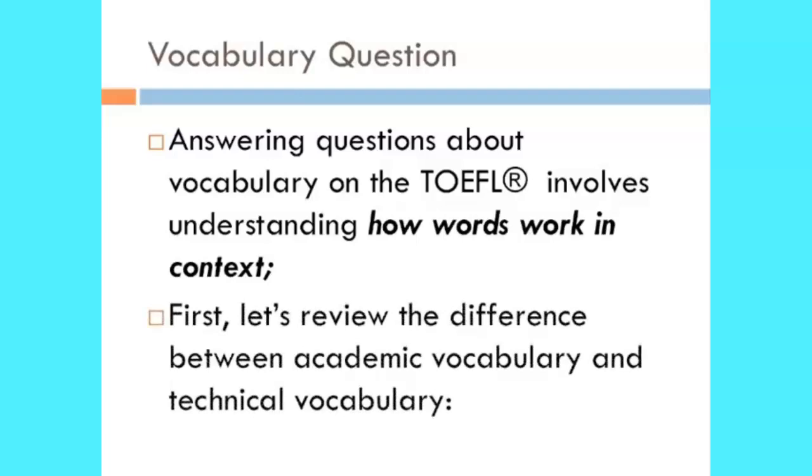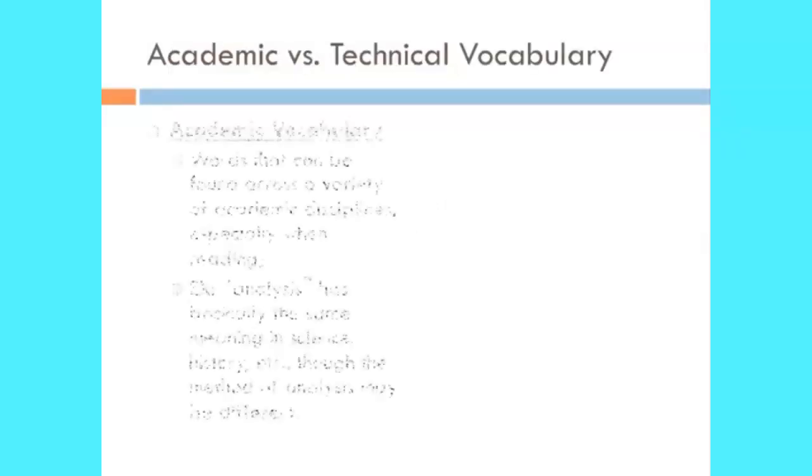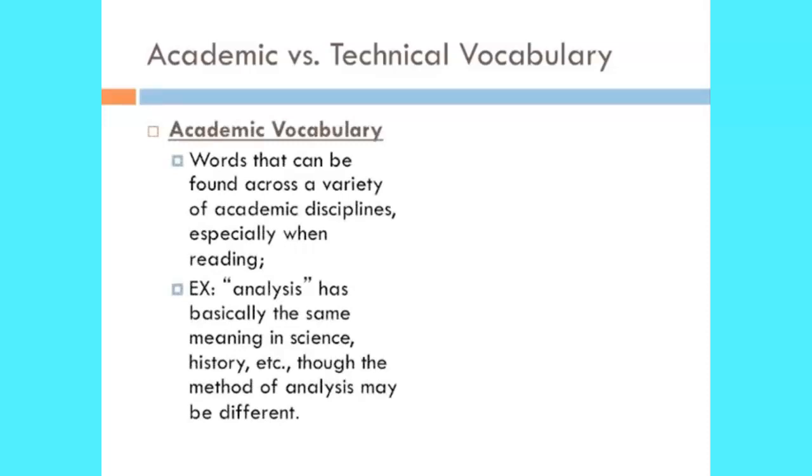So, let's review once again the difference between academic vocabulary and technical vocabulary. Again, academic vocabulary are those words that can be found across a variety of academic disciplines, especially when reading. So, for example, the word analysis has basically the same meaning in different courses, science, history, and so on, though the actual method of analysis may be different.